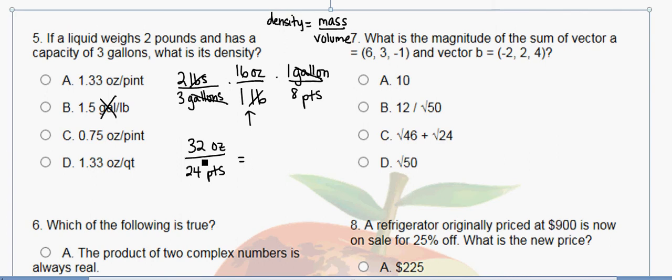So 32 over 24 can be reduced down to 4/3, and we still have ounces over pints. So 4/3 is 1.33 ounces per pint, so that is the correct choice. Once I did this, if I had realized that it wasn't one of these two choices, then pints would not have been the way to go, and we would have wanted to use quarts instead.